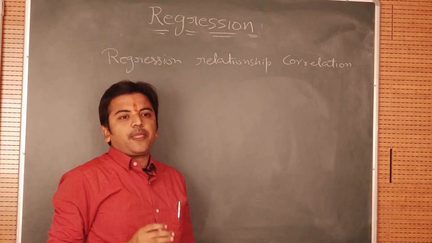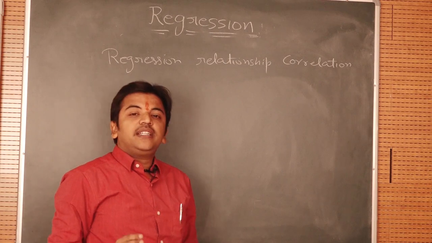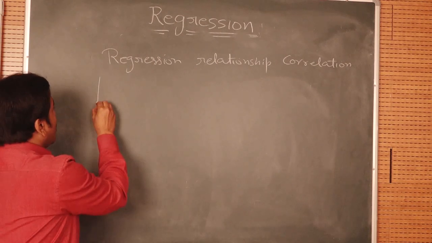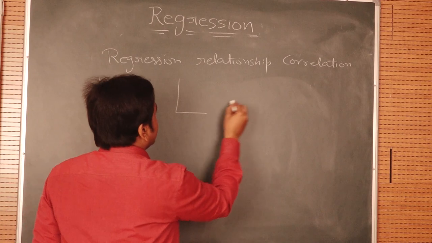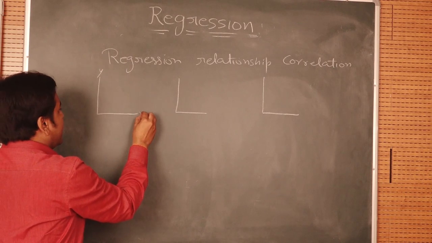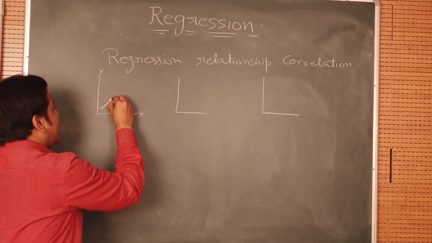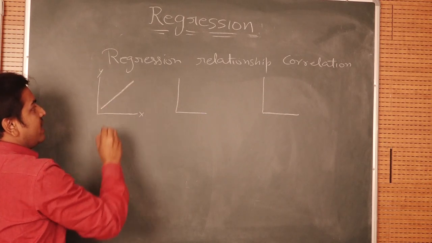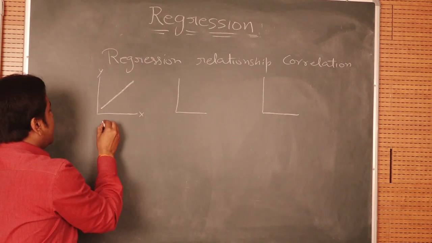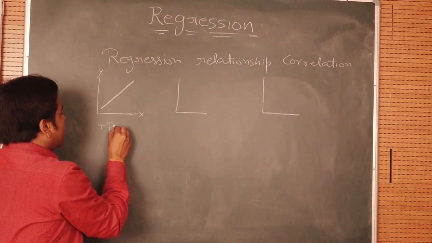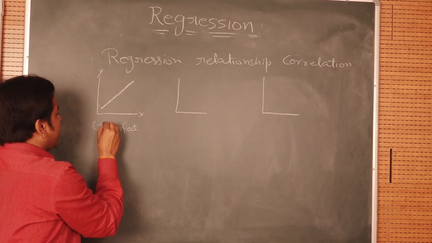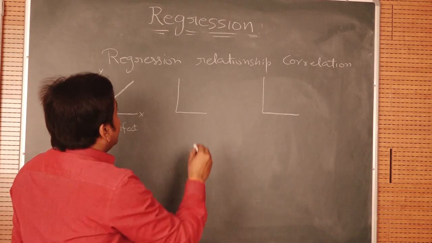So there are seven cases. If we take this topic, there are seven steps, seven basic factors which we take into consideration. The first one is this: you have two lines, this is the Y series and this is the X series, and line X is overlapping line Y. Both lines are overlapping one another. We can say it is a perfect correlation, a perfect positive correlation.